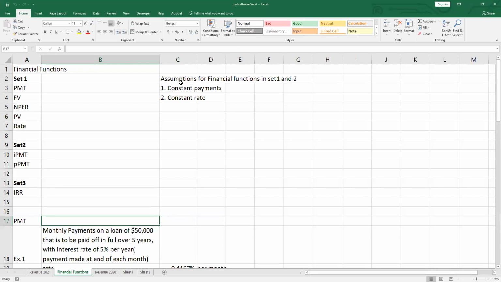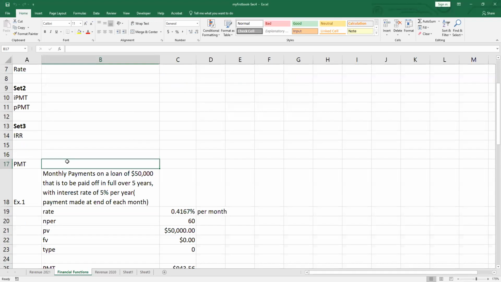The next assumption is a constant rate: the interest rate that we have to pay must be constant. That means there must be an equal interest rate for the whole contractual period as well. So the first function, PMT or payment function, is used to calculate the payment that you have to pay in terms of a loan or an investment. Whenever we talk about the amount of money for these functions, you have to think about the symbol that we use for this amount of money.